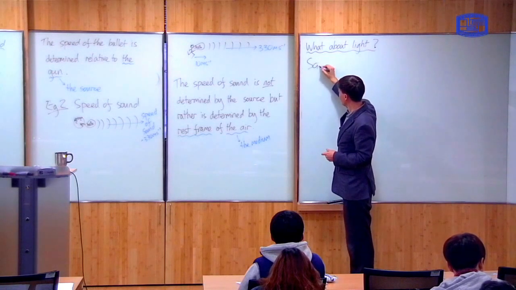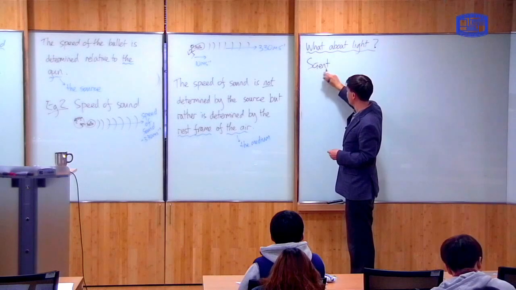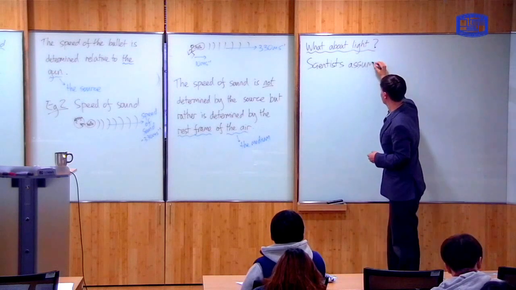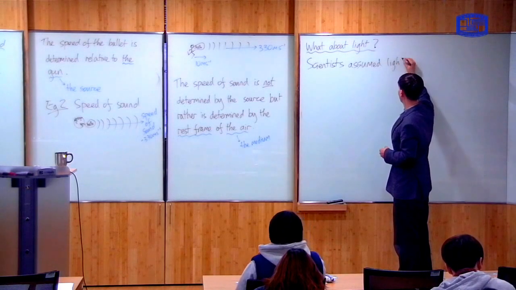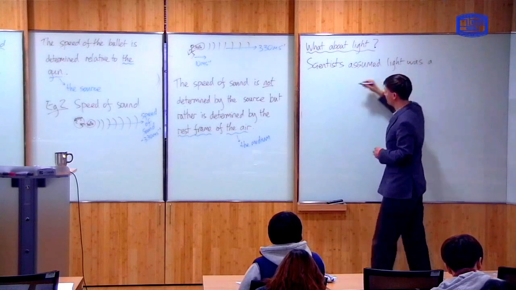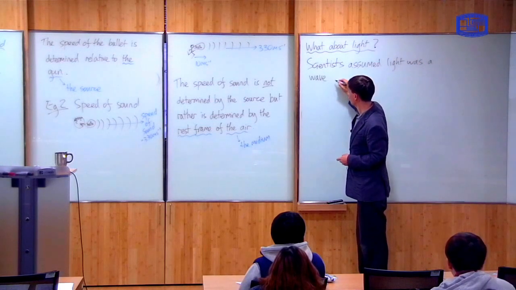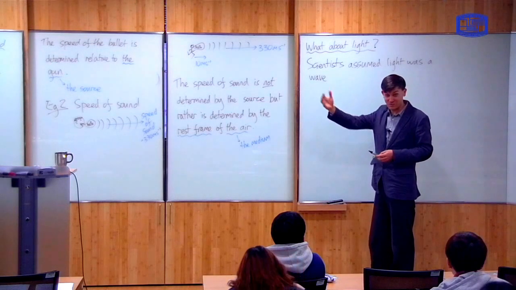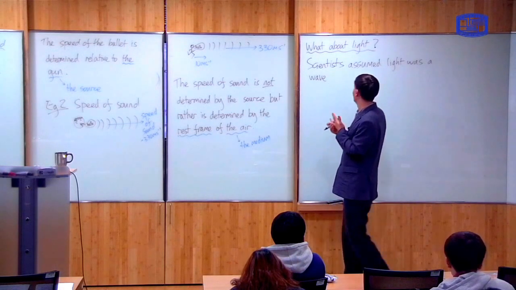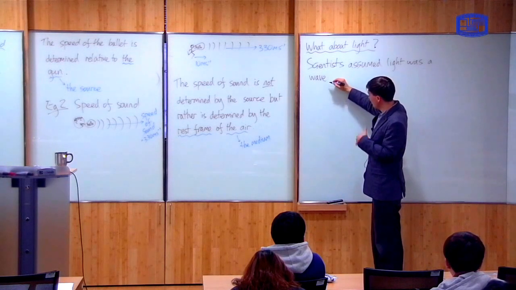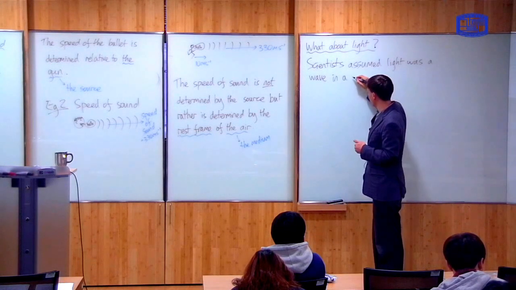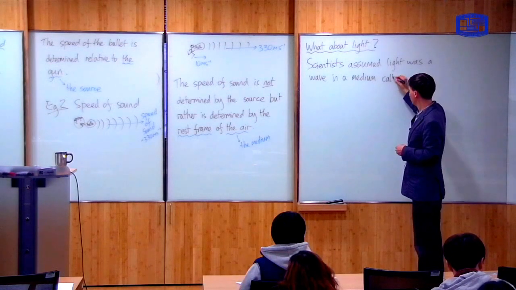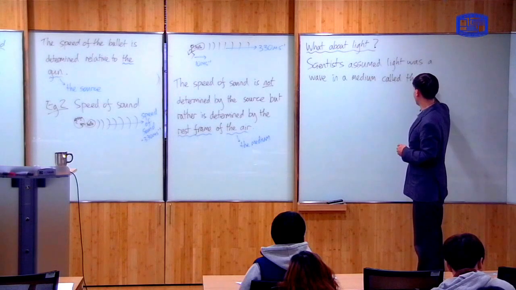So scientists at the time assumed that light was a wave. There was some experimental evidence for that, which we're going to talk about later in this course when we talk about quantum mechanics. So they assumed it was a wave in a medium called the ether.